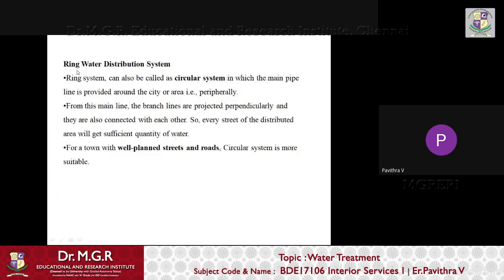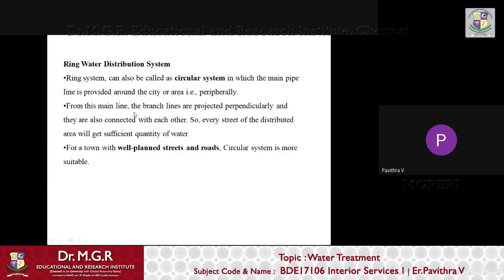Next, moving on to the ring water distribution system. The ring system, which is also called the circular system, is one in which the main pipeline is provided around the city or the area. So the main pipe is provided around the city. It is not in the center of the city, whereas in the last two systems we had seen, it is in the center of the city or the town. But in this ring system, it is fully around the city, not in the center.